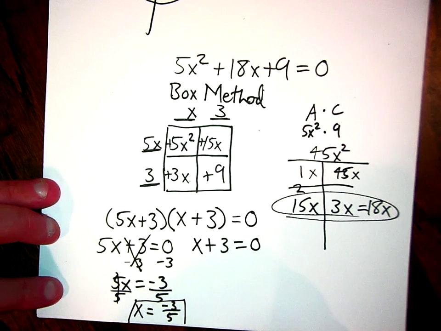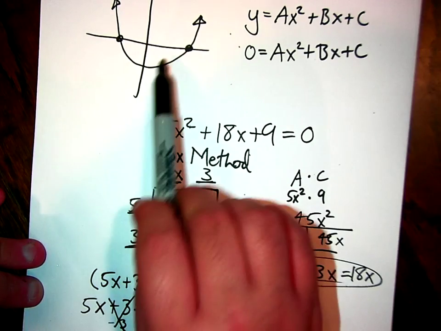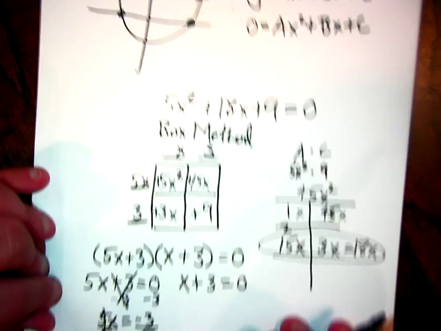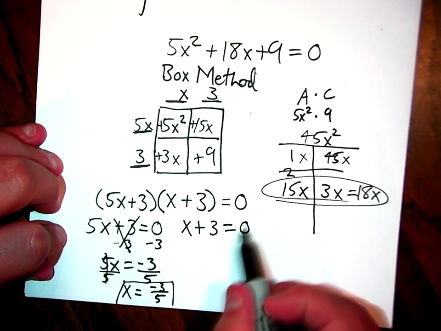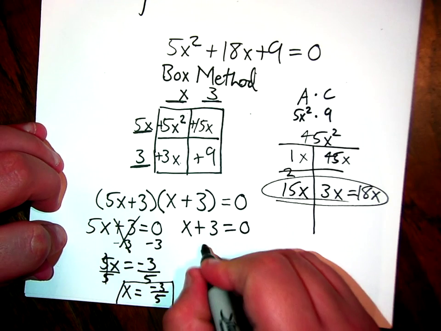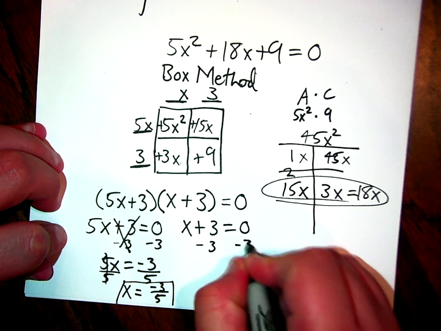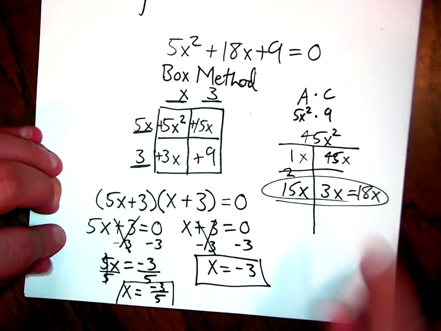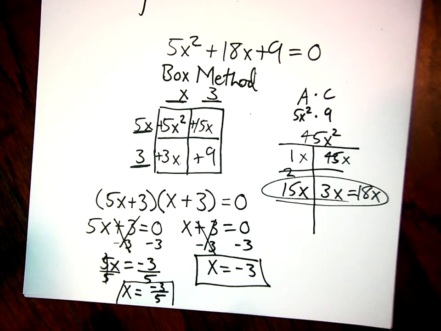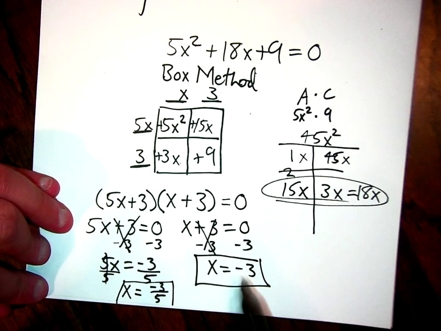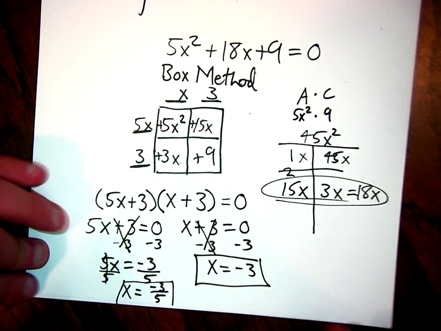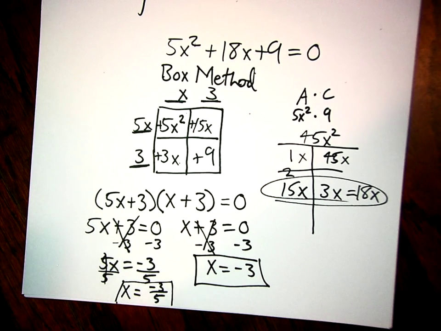But quadratics, remember, this graph touches the x-axis in two places. So there's two possible answers. So we have to go ahead and find the second one. So let's go ahead and solve this for 0. For x, I'm going to subtract 3 from both sides, and I get x equals negative 3. So my two zeros, my roots, my solution set for this quadratic, those all mean the same thing, by the way. My solution set is going to be x equals negative 3 and x equals negative 3/5. And that is solving quadratics by factoring. And really, if you can factor, you can solve it.